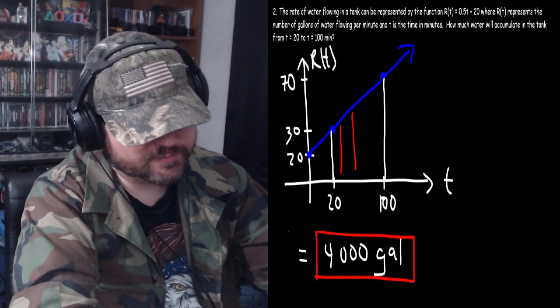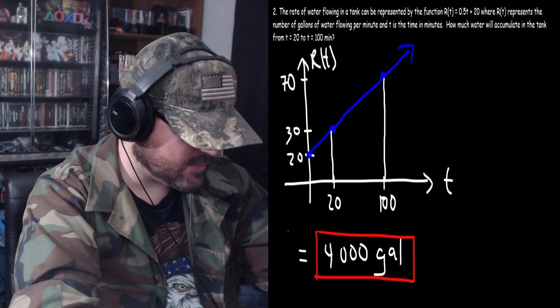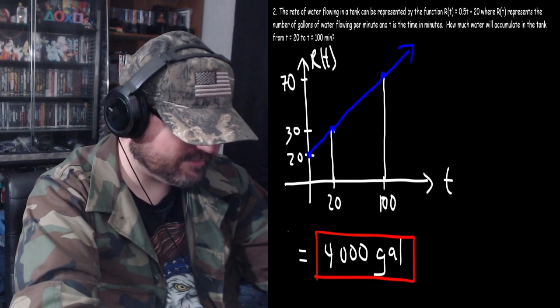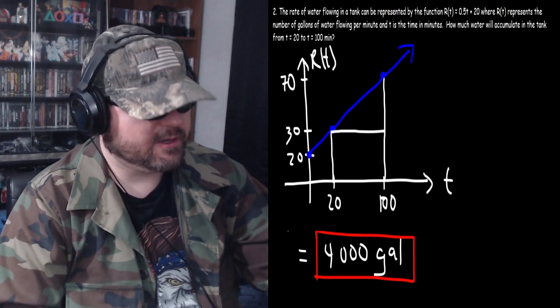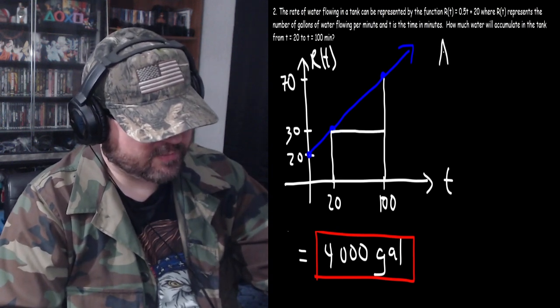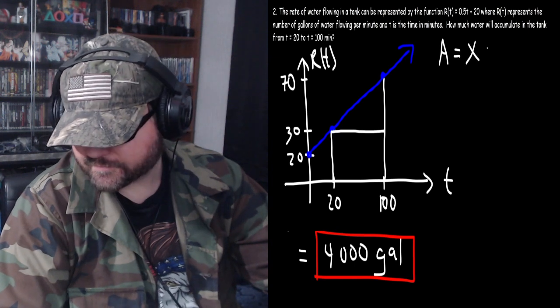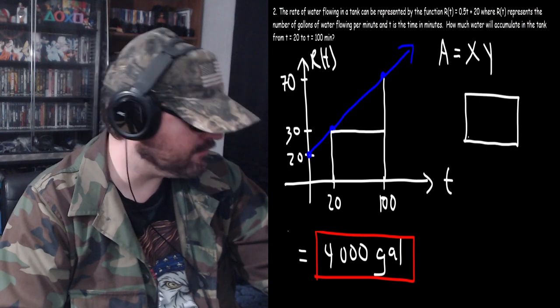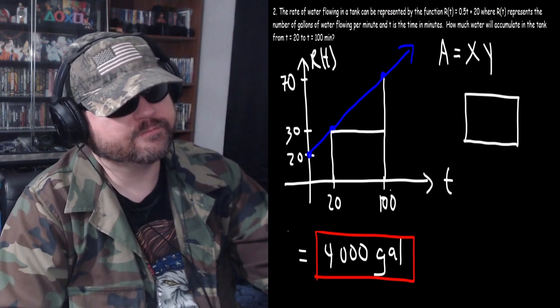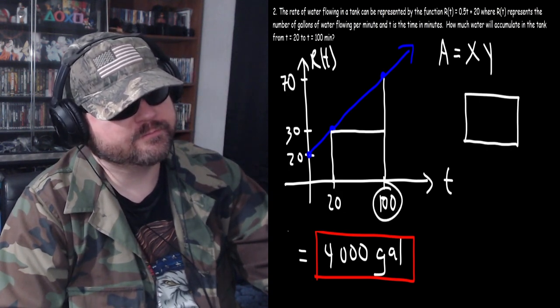So let's calculate the area under the curve. Now using geometry, it's helpful to break this region into a rectangle and a triangle. And so to find the area, we need to multiply the x values by the y values. The area of a rectangle is length times width. So the length is the difference between 100 and 20, which is 80.